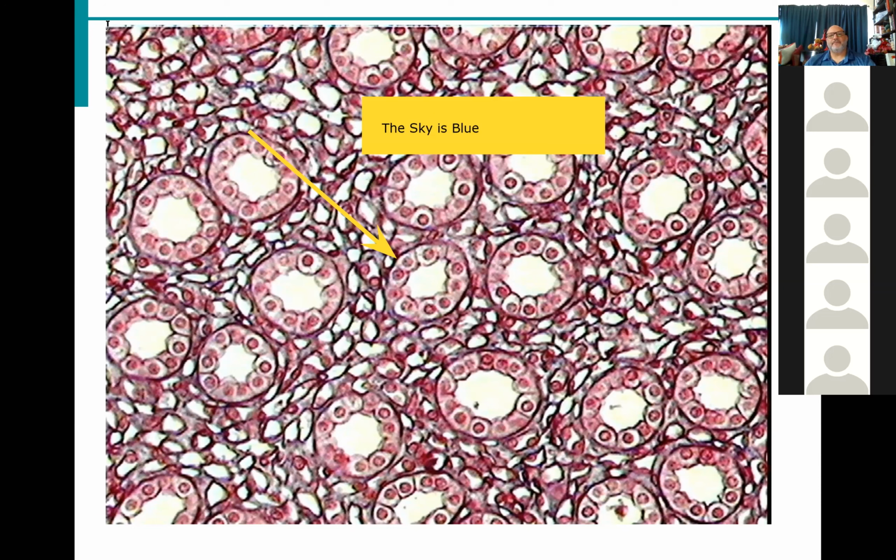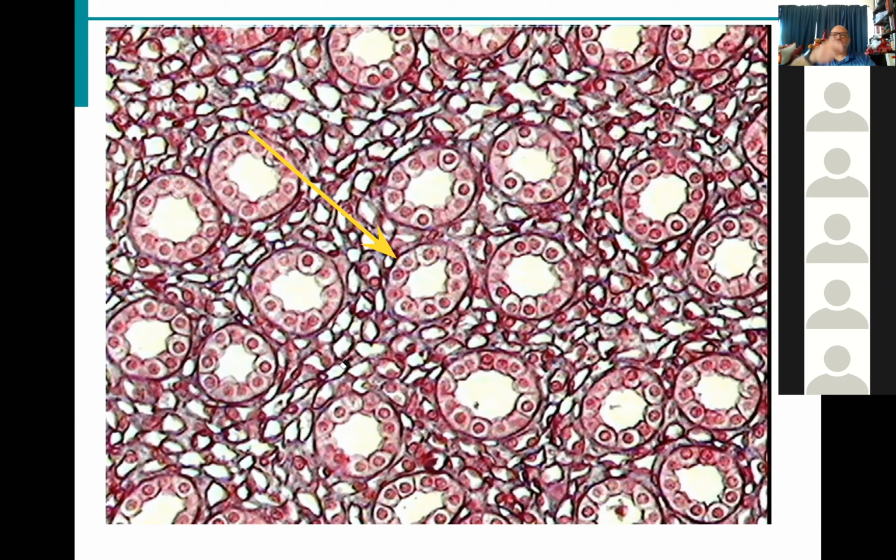Okay, great question. And notice we went through 4 questions. I never got to the 5th. Identify a location in the body where you would find this tissue.